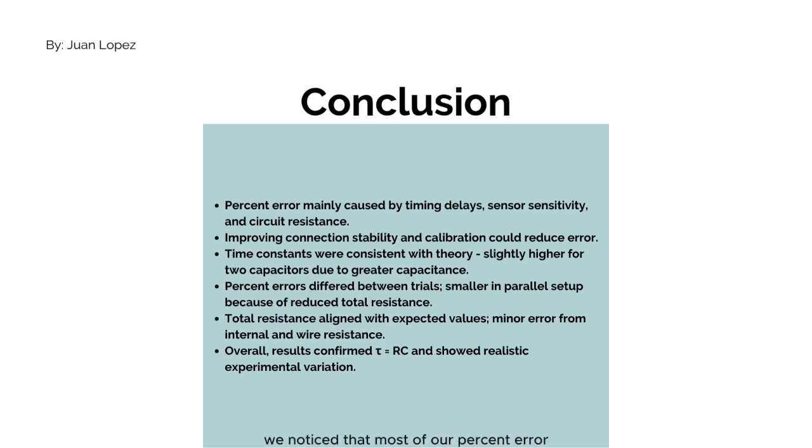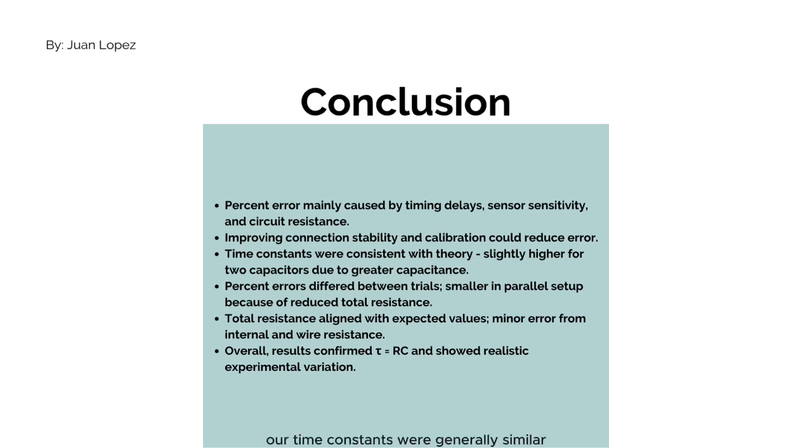For our conclusion, we noticed that most of our percent error came from small things like timing delays when we marked voltage points, the sensitivity of the voltage sensor, and a bit of resistance in the wires or connections. These might seem minor, but they add up, especially in short time measurements like milliseconds. If we wanted better results, we could improve our setup by double checking the calibration, using tighter connections, and maybe increasing the sampling rate so Capstone collects more data points per second.